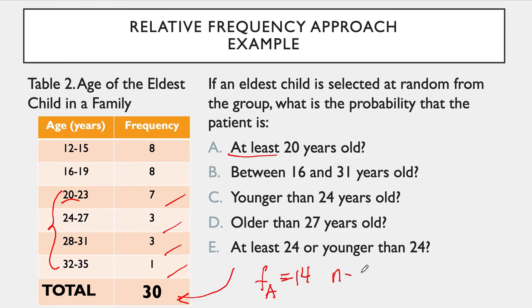Your n is equal to 30. Hence, the probability of A for the relative frequency approach is 14 over 30, or you can simplify this by dividing by 2, giving 7 over 15. Voila.